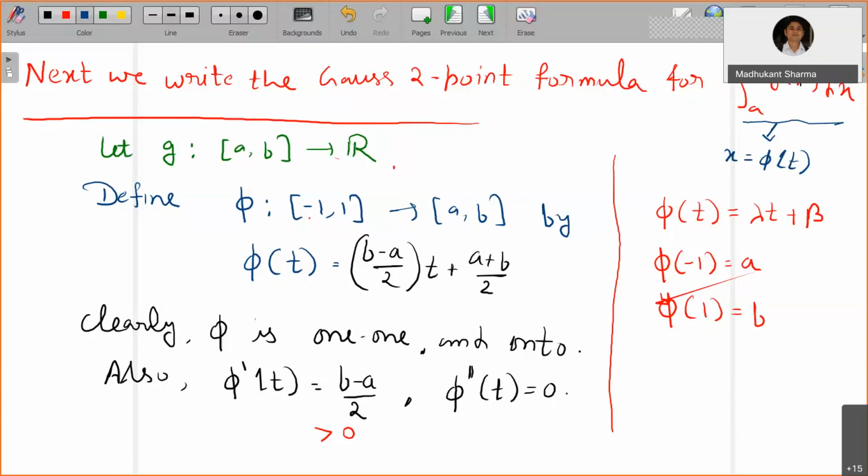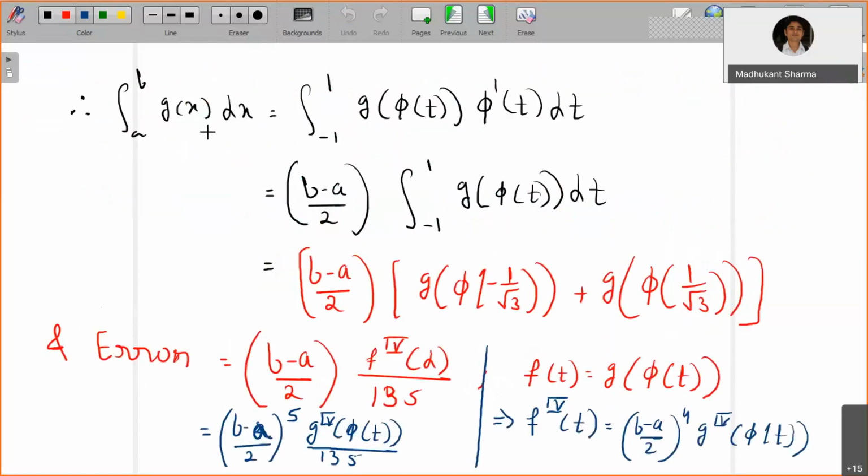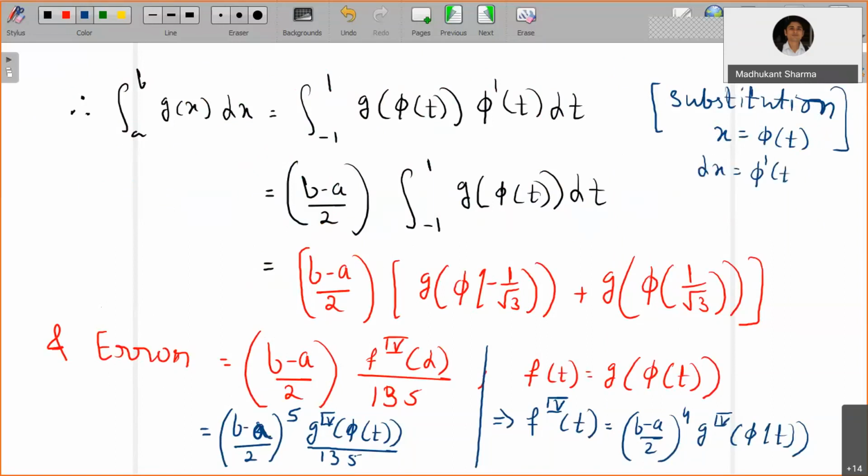Right, so here it is. We have made the substitution x equal to phi of t. So whenever x lies between a to b, t lies between -1 to 1. So dx is equal to phi dash of t dt.